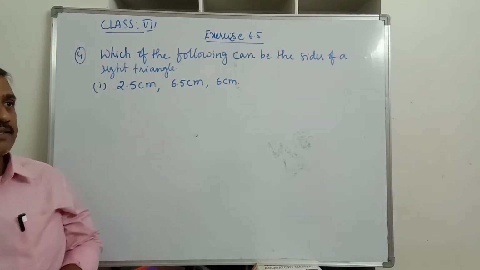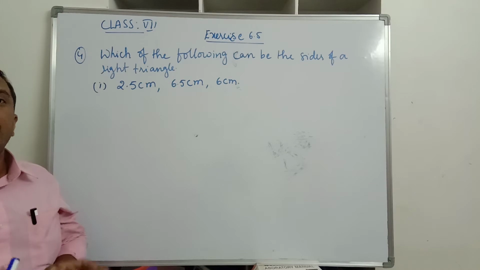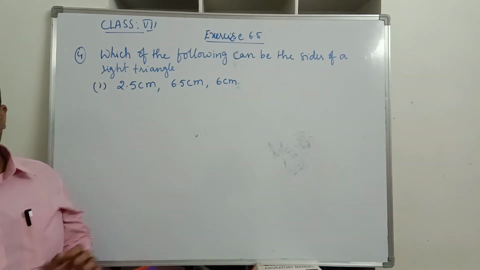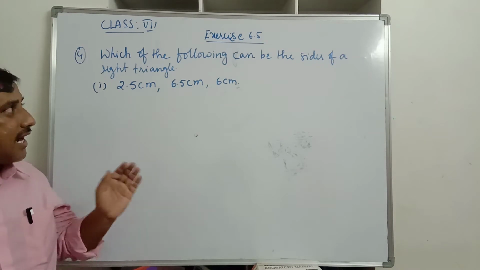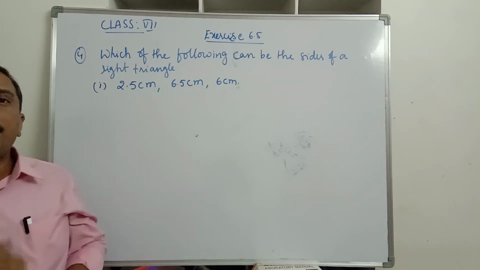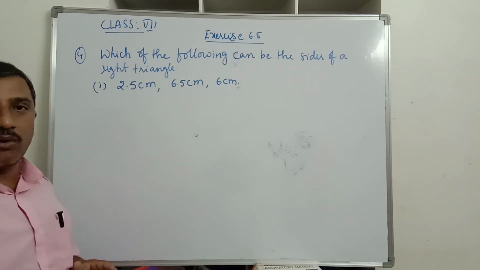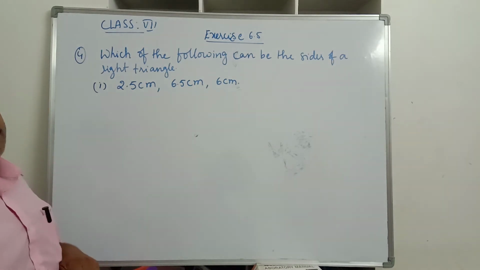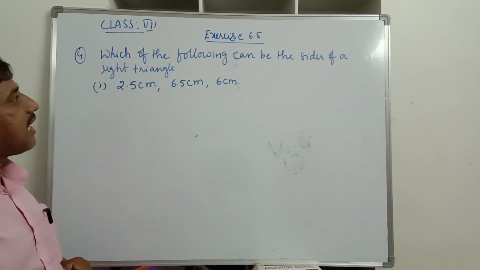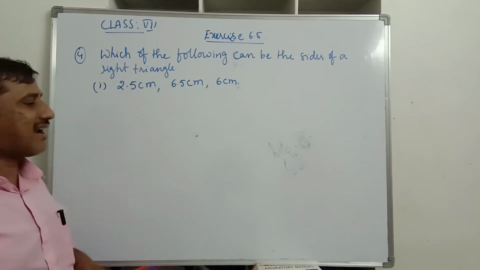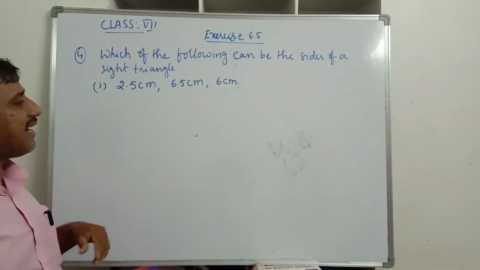Welcome to today's class. In the last class we discussed the right angle triangle and Pythagoras property, and we studied the application of Pythagoras property. Now we will continue the same topic, application of Pythagoras property, and we will solve the sums from exercise number 6.5. The fourth question: which of the following can be the sides of a right triangle?